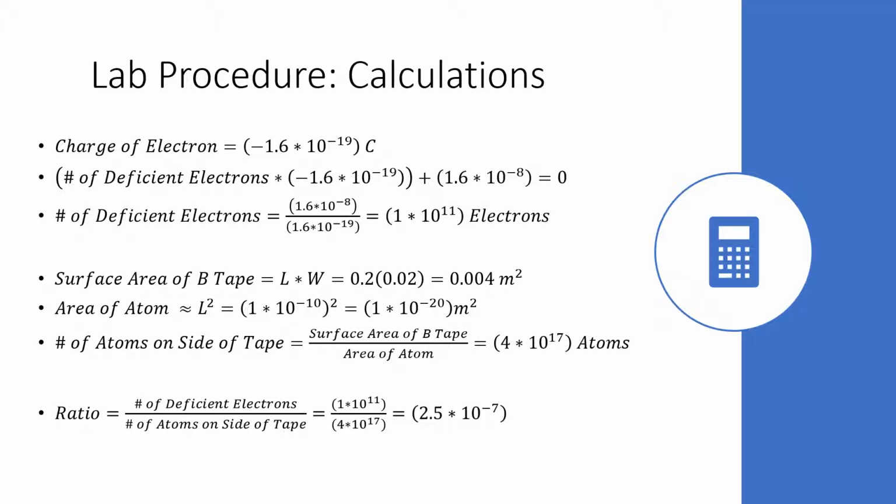Furthermore, the surface area of the B-tape is equal to its length times its width. The area of an atom is equal to its length squared, as given to us in the lab. Therefore, the number of atoms on the side of the tape is equal to the surface area of the B-tape divided by the area of the atom, which is equal to 4 × 10¹⁷ atoms. The ratio of the number of deficient electrons to the number of atoms on the side of the tape is equal to 2.5 × 10⁻⁷. This indicates that very few atoms actually lost electrons.